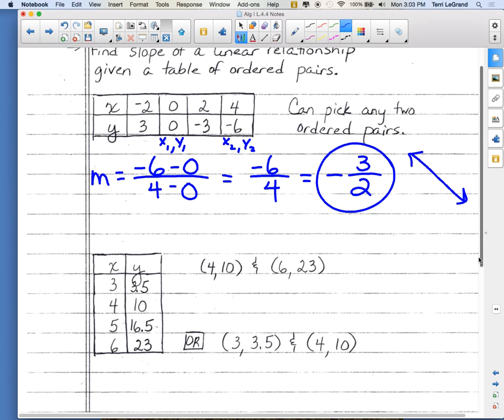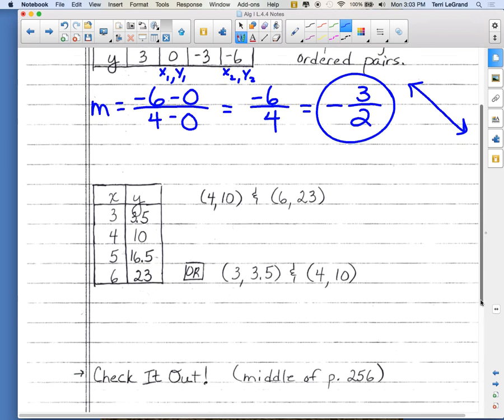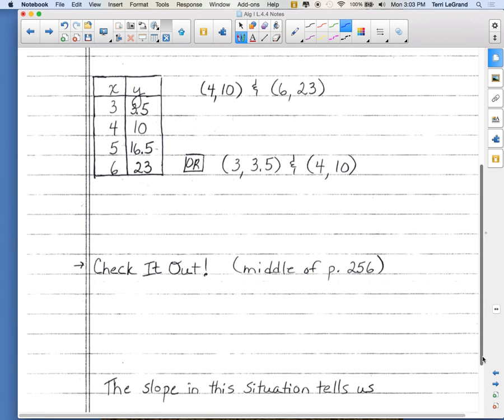Okay, on this next one, I picked 2 different combinations for you to do. This is not in your SQ3R, by the way. So I picked 2 different combinations. I want you to do both of them. So go ahead and work both of those. So you decide what's going to be your first point and your second point.